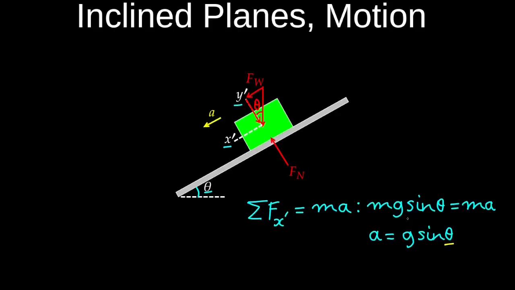And in the perpendicular direction, you can apply Newton's first law. That would give you the normal force minus the perpendicular component of the gravitational force to the plane, which would be mg cosine theta, and that's equal to 0. Using that, you can solve for the normal force.